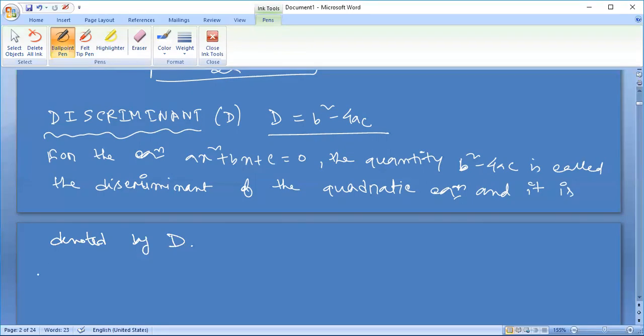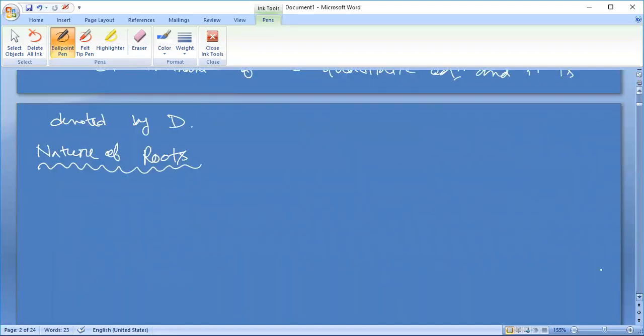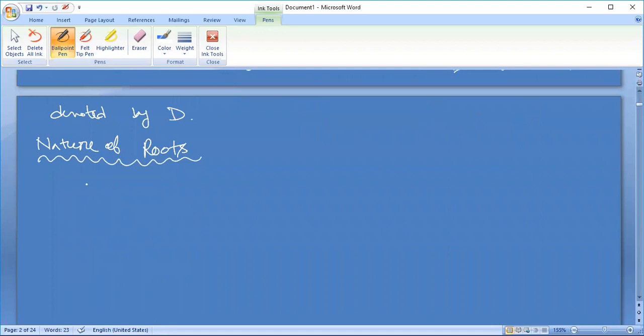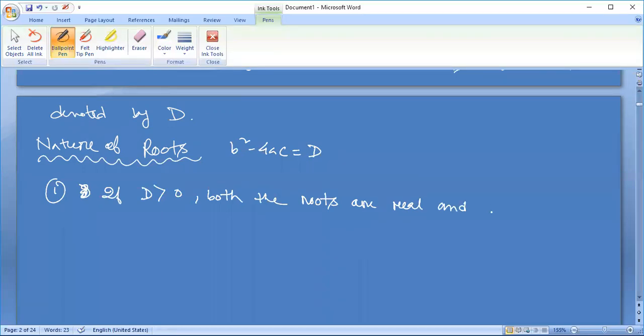Now see, write down, the nature of the roots will depend upon the value of D. Write down: nature of roots. We have 10 minutes left. So nature of the roots means, write down first. If D greater than 0, where D means b square minus 4ac, this is your D, both the roots are real and distinct. What do you mean by distinct? Distinct means what? Different, yes or no?